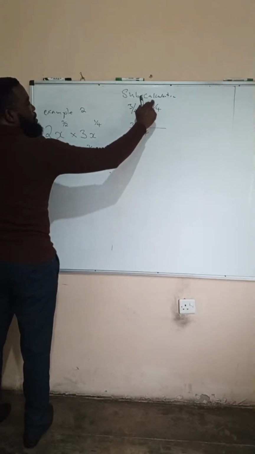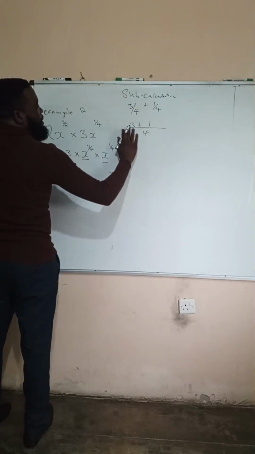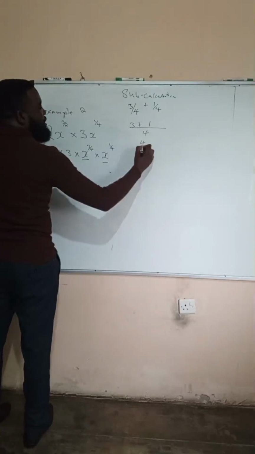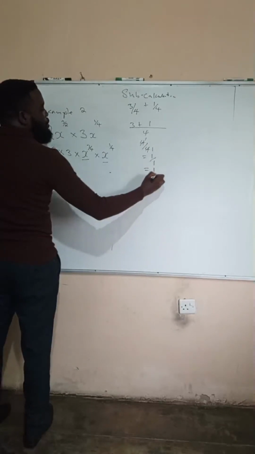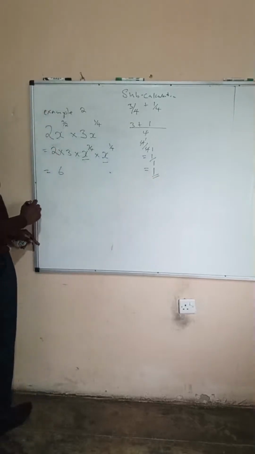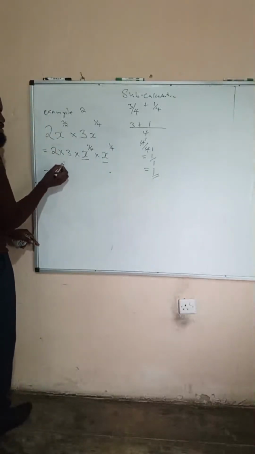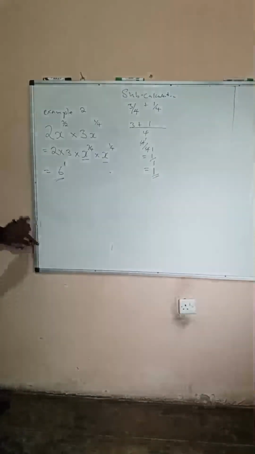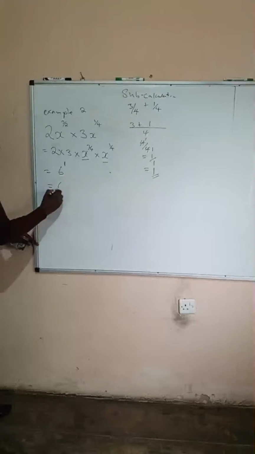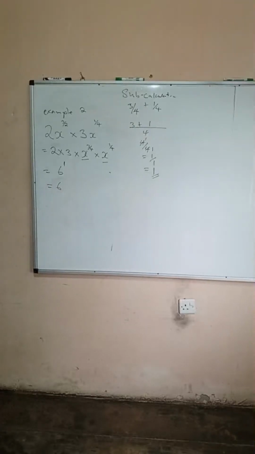1 times 1, 1. This plus this is what? 4 over 4. 4 into 4, 1. 4 into 4, 1. 1 over 1, which is equal to 1. So this simply means it is 6 to the power 1, which is the same as 6. I hope you have understood.